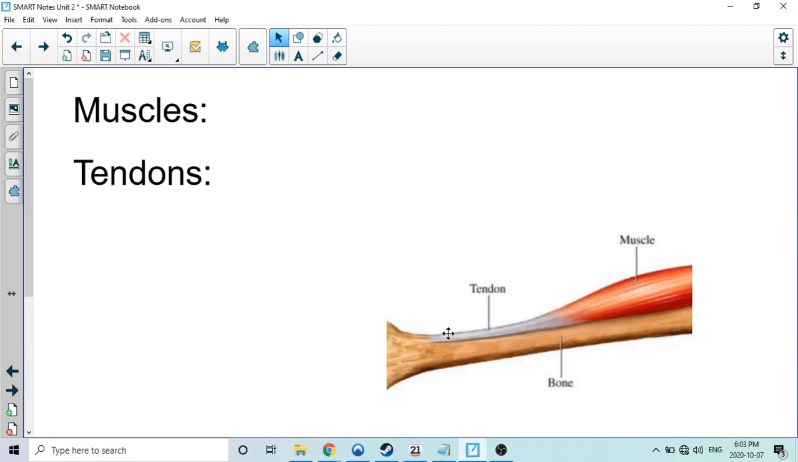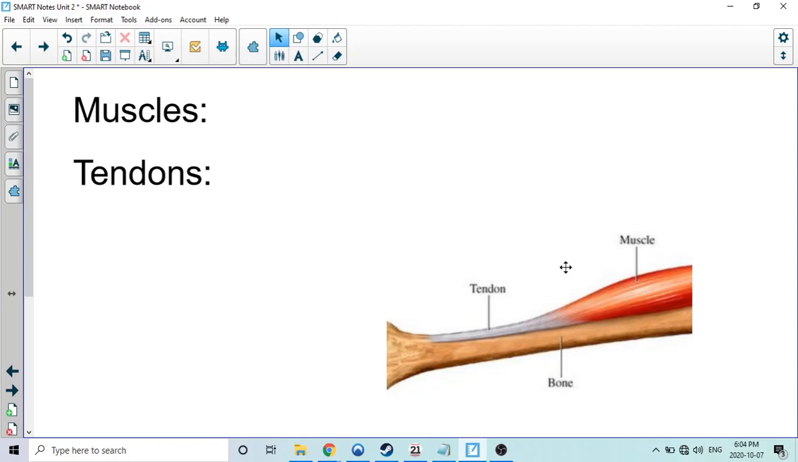Tendons are the thing here, and that's what attaches the muscle to the bone. Without the tendon, the muscle does nothing. A common injury you'll sometimes see in sports is an Achilles tendon. That's the tendon in the back of your foot. And if you break that, you basically cannot walk, right? Because the muscle is now not attached to the bone where it should be.